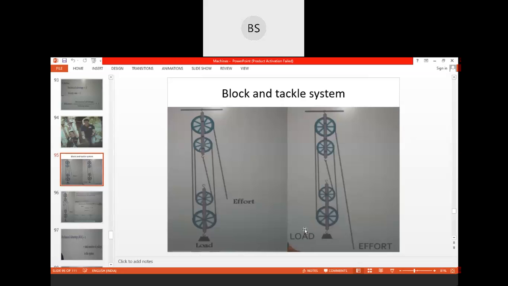About what is block and what is tackle, I have already told you all in the previous class. So can you tell me what is block, children? What do you mean by block? Can somebody mute yourself and tell me what is a block?